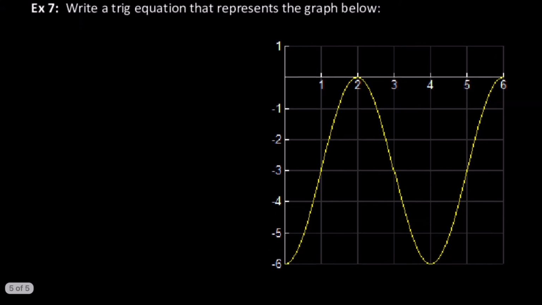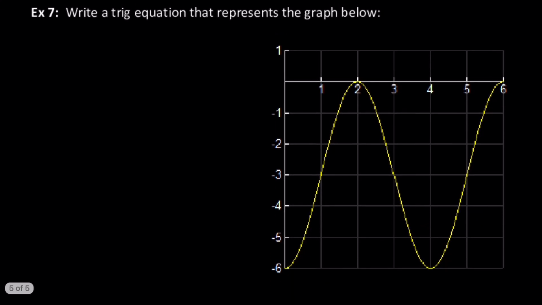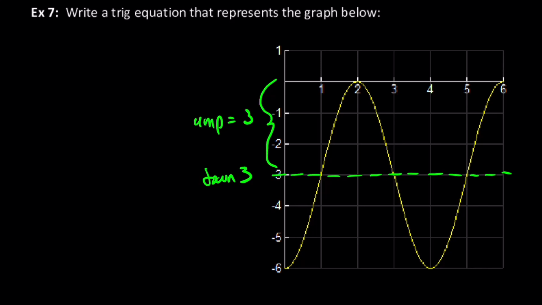And our last one. Write a trig equation that represents the graph below. First thing, get your midline. All right, the low point is -6, high point is 0, so my midline is going to be right here. That's critical for finding, obviously, our vertical shift and also the amplitude. So I went down 3. Next, identify this. Amplitude is 3.